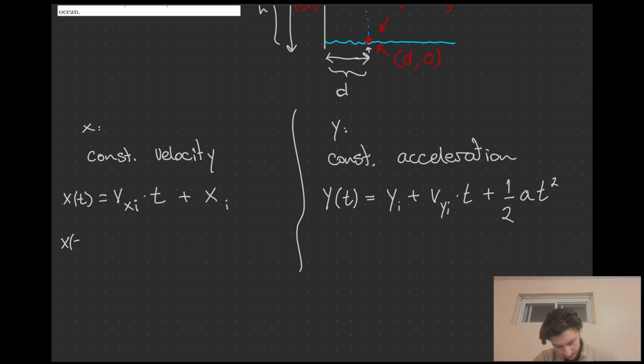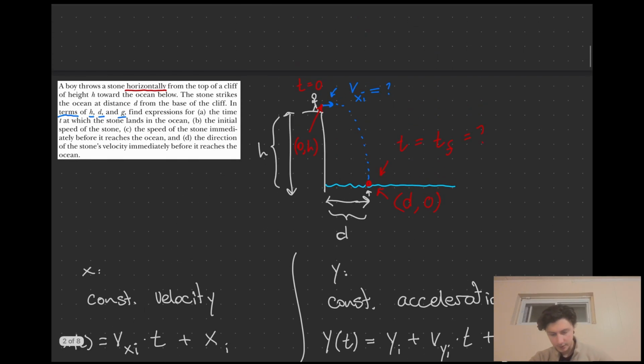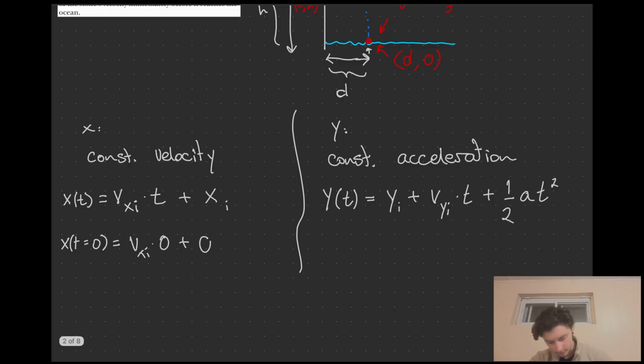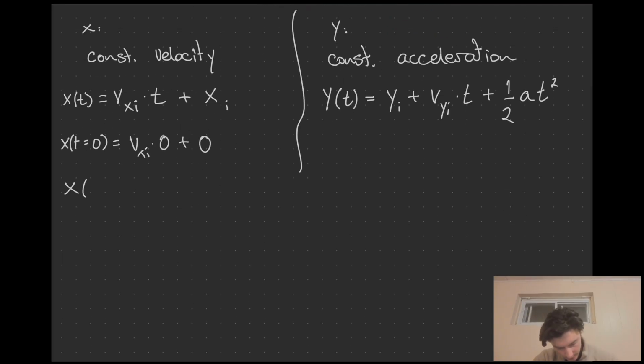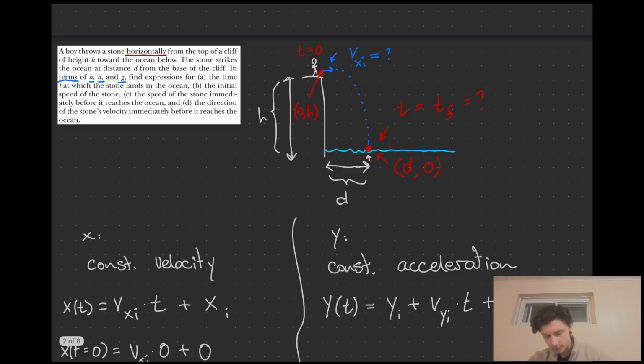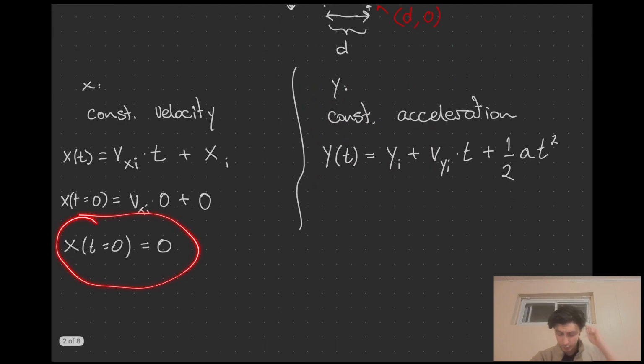So x at t equals 0 is equal to the initial velocity, we don't know what that is, times 0 plus the initial position of the rock, which is right here, and this is at x equals 0. So x initial equals 0 in our problem. So this equation simplifies as x at t equals 0, or t initial, is equal to 0. That just means the problem says that the rock starts at x equals 0, which is right here. Awesome. We just saw that with this equation, so that's pretty cool.